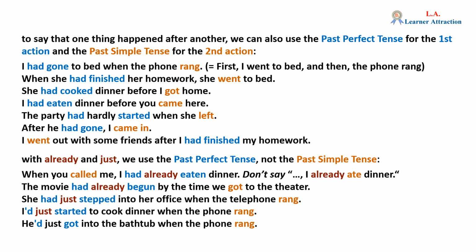With already and just, we use the past perfect tense, not the past simple tense. When you called me, I had already eaten dinner. Don't say, when you called me, I already ate dinner. First action, past perfect, had eaten. Second action, past simple, called.